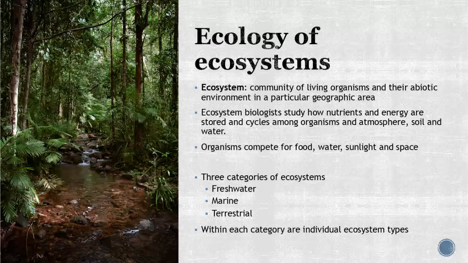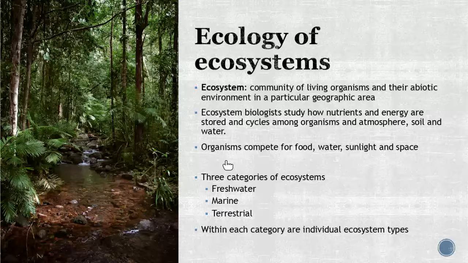So first off, remind yourself, what is an ecosystem? It's just a community of living and non-living things, so the abiotic factors. And it's going to be both the living and the non-living in a geographic area. Now, we study how the nutrients and energy are stored and move between the organisms, the atmosphere, the soil, and the water. On the next lecture, you're going to see what we call our biogeochemical cycles, of how carbon and phosphorus and sulfur are all interchanged between the organisms, the atmosphere, the water.